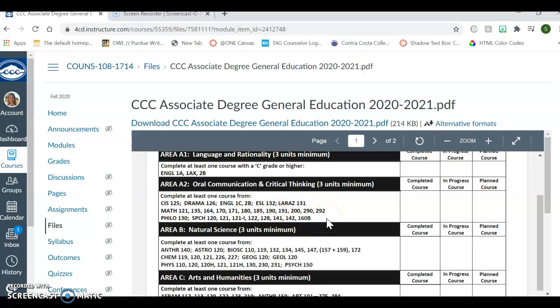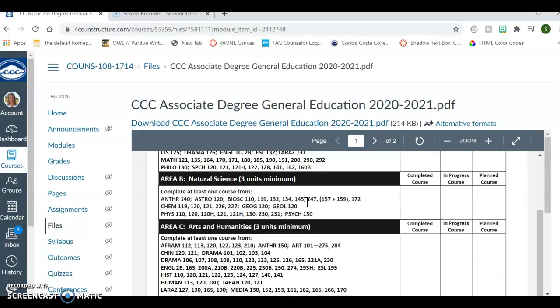So again, this is another time that our catalog can come in really handy. If you really want to understand what these classes are, for example, you could look up Philosophy 130 and learn what Philosophy 130 is before you register for it. But if you do take that Philosophy 130, it would check the box to meet Area A2.